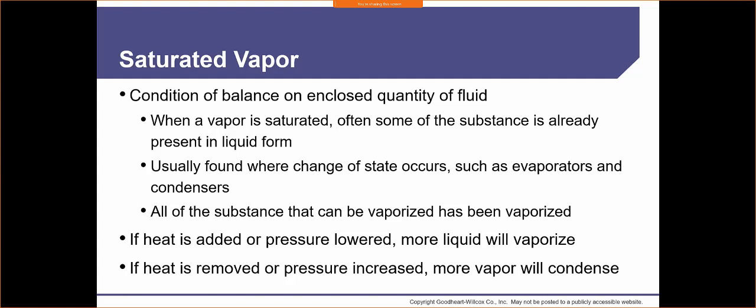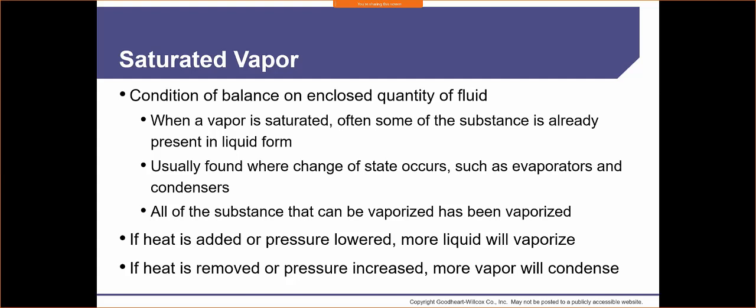So what that is, it's a condition of balance on an enclosed quantity of fluid. When a vapor is saturated, often some of the substance is already present in liquid form, usually found where a change of state occurs, such as evaporators and condensers. So we're talking about a vapor that's traveling through our refrigeration system, and it's at that point where, if it were to receive any more heat or have any heat taken away, it would potentially change its state.